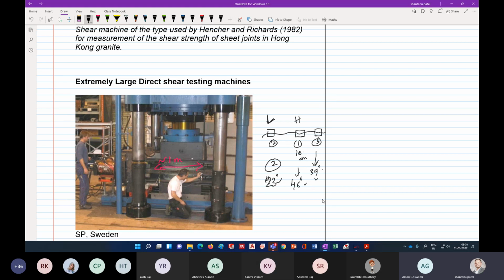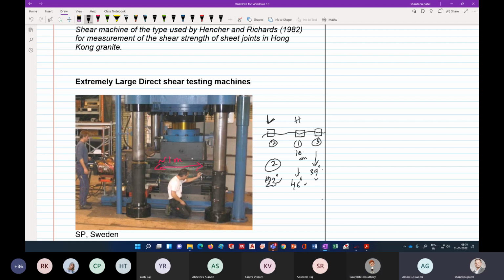If you take from different locations of this joint plane, or different samples, they will give you different kinds of strength parameters. Is this clear? Yes, sir. So what you will do? Sir, we will take it completely, then we will test it and get one.